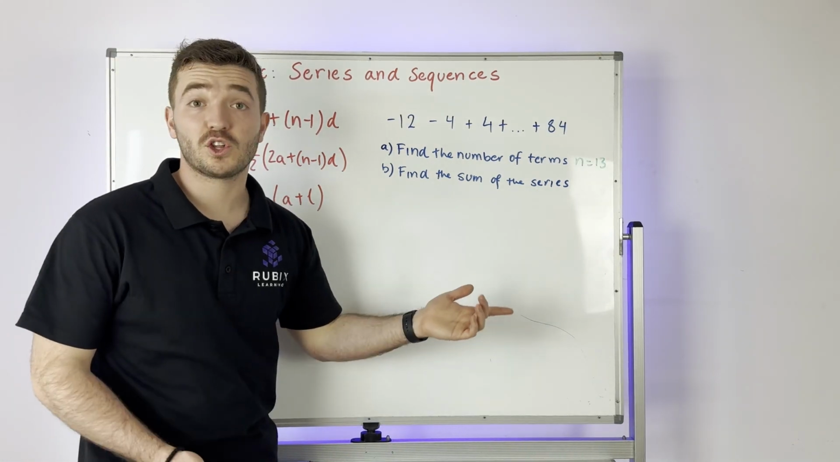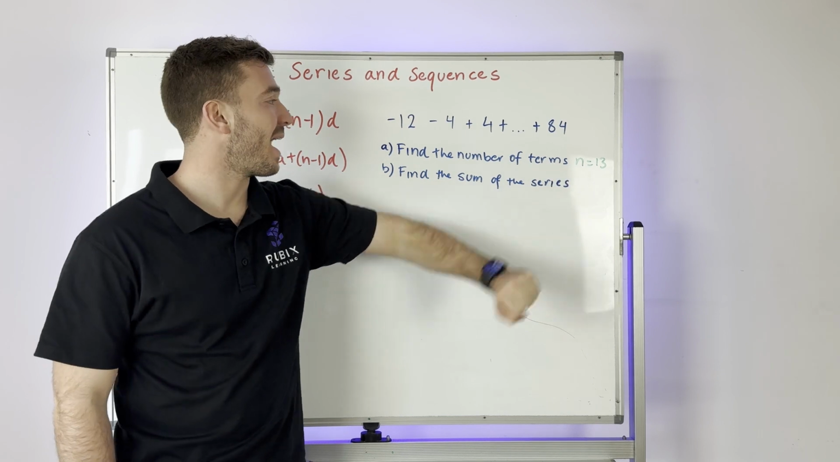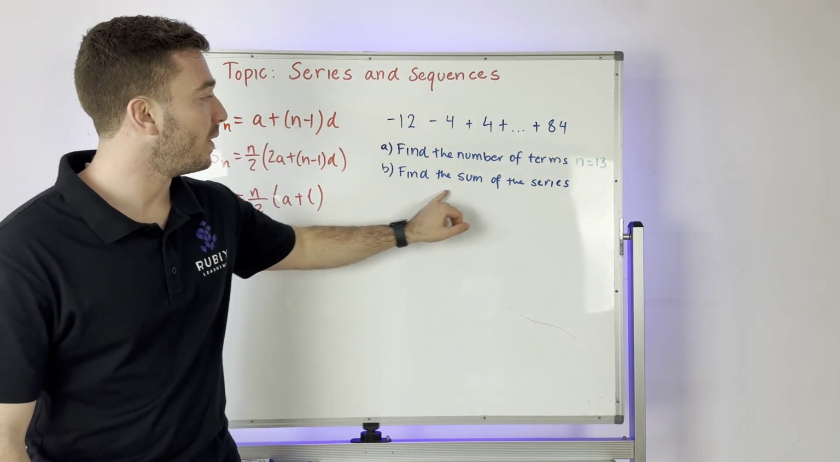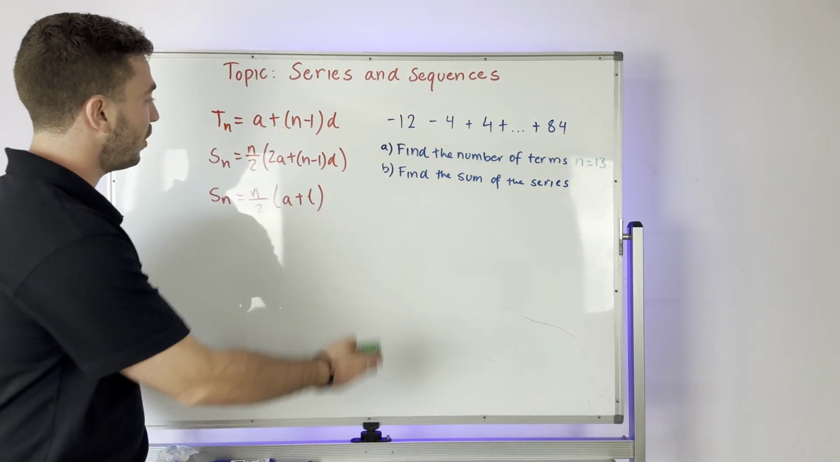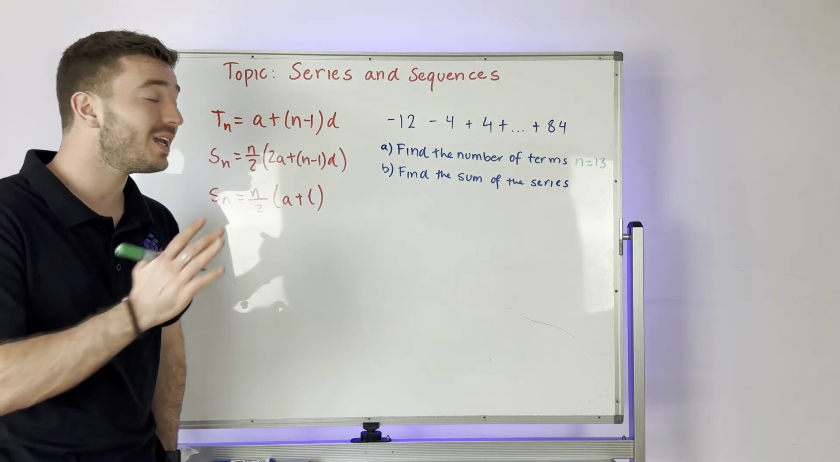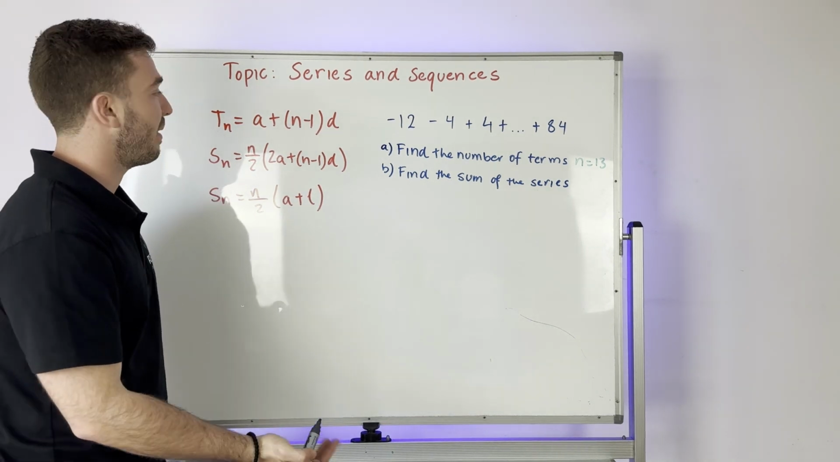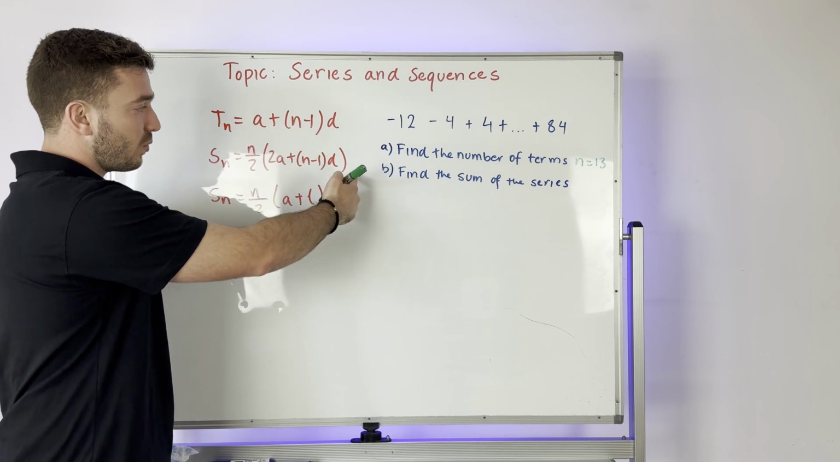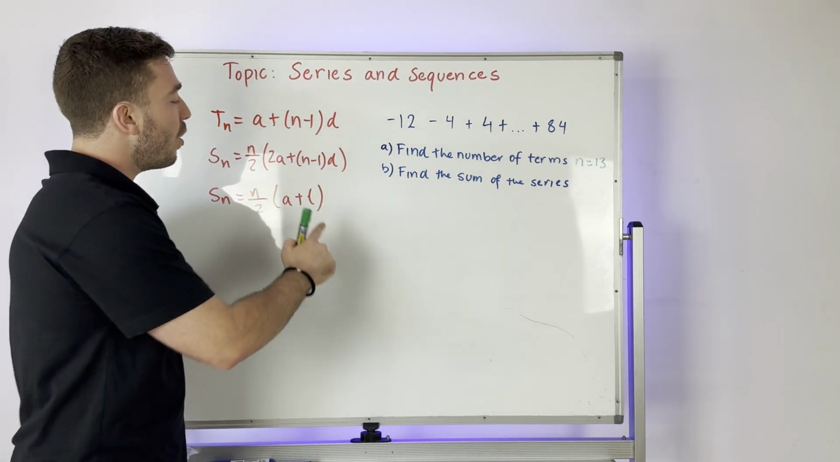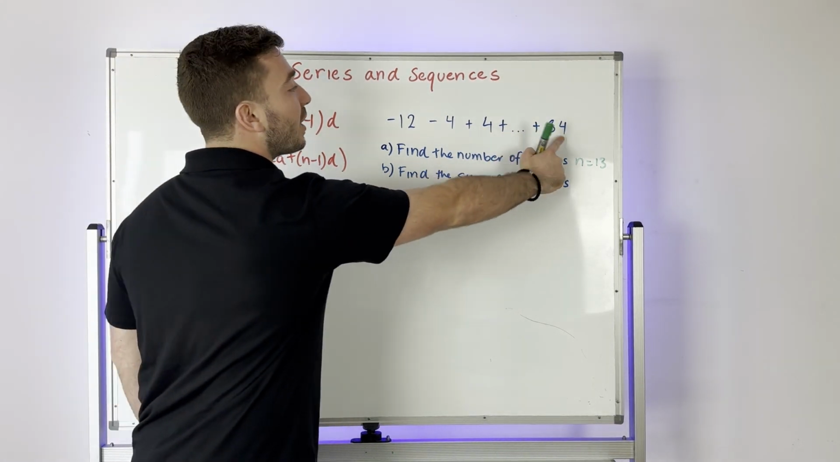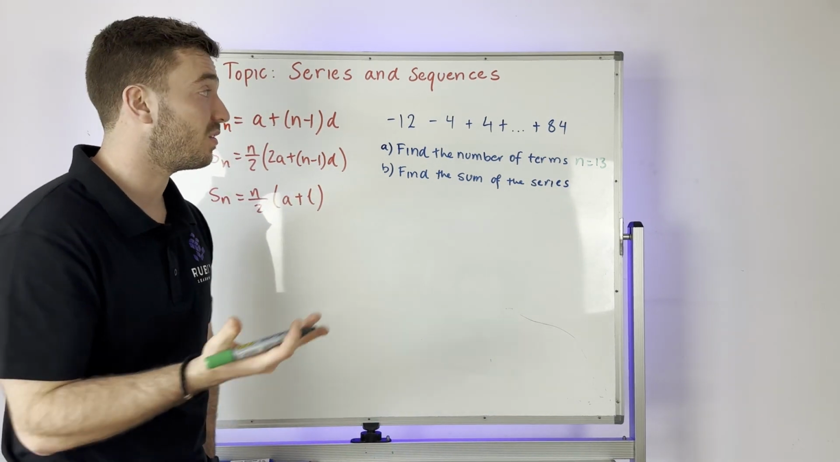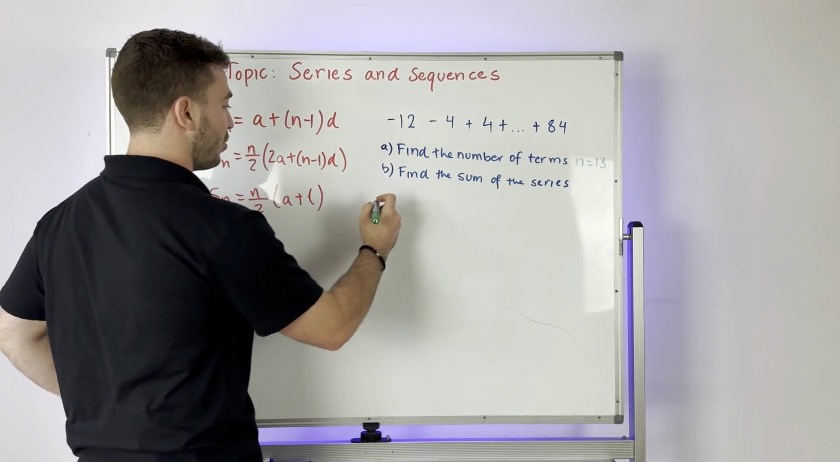So moving on to question B, we know from part A that n is equal to 13. We're now asked to find the sum of the series. Remember, we have these two formulas. We can use either formula for this question. So we can use this one, it's a little bit longer though. We should use this one because we know what the last term is. The last term of this series is 84, so it's probably easier to just use this one.